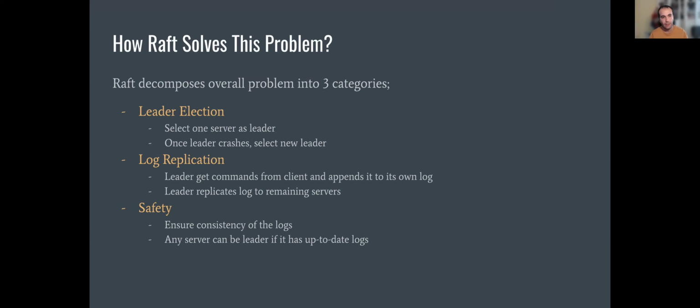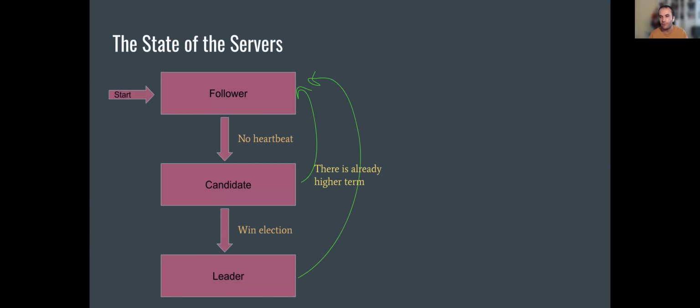Let's say that a network partition happens within the cluster network, and then you act like, oh, there is no leader, I need to be a leader. Maybe you can select yourself as a leader, but at the end, you will have fewer logs than the other ones, because there has been a network partition. So you cannot just become a leader if you don't have an up-to-date log in your system. So let's have a look at the state of the servers.